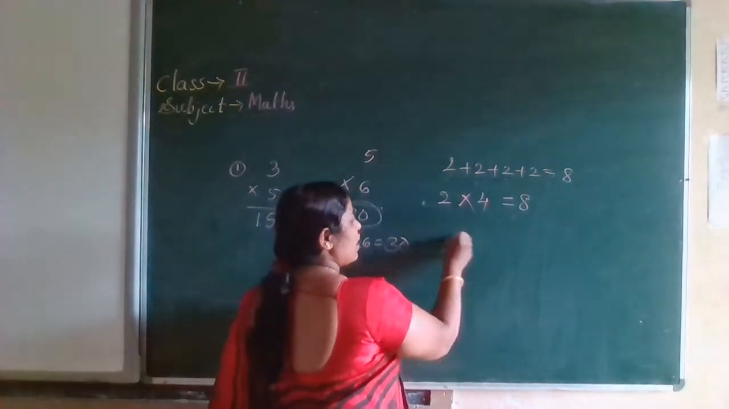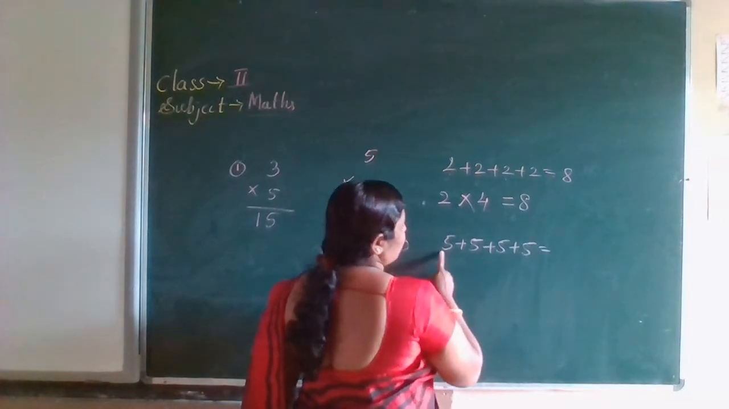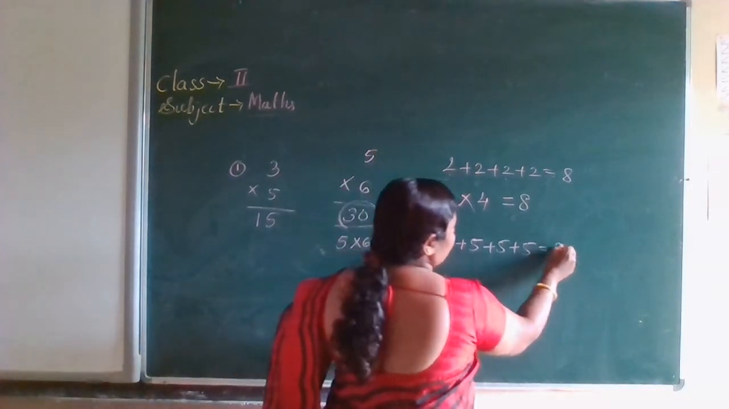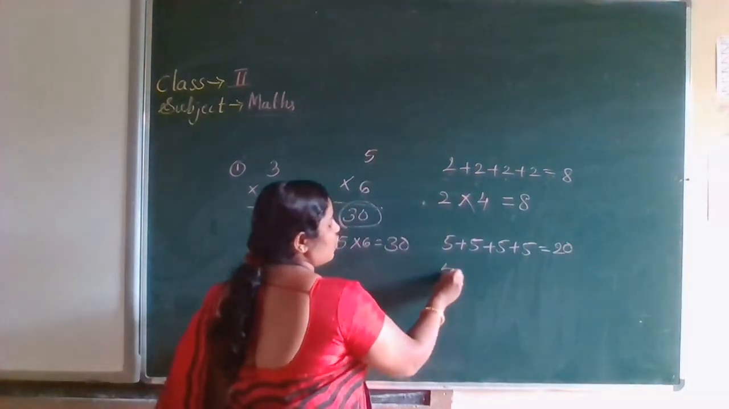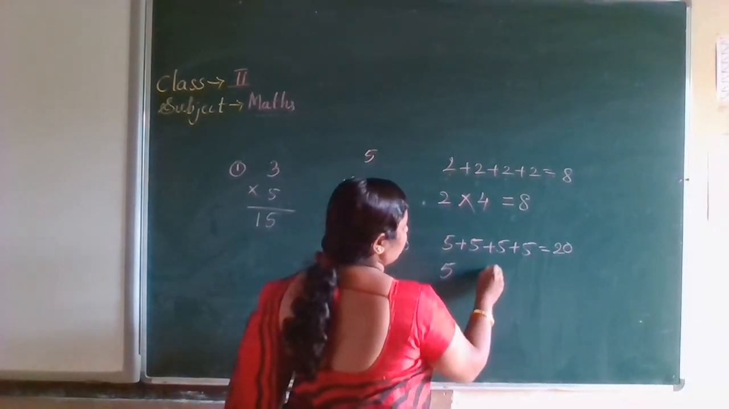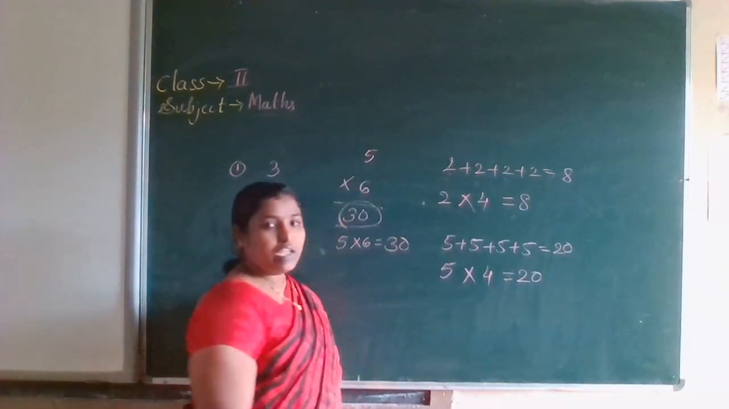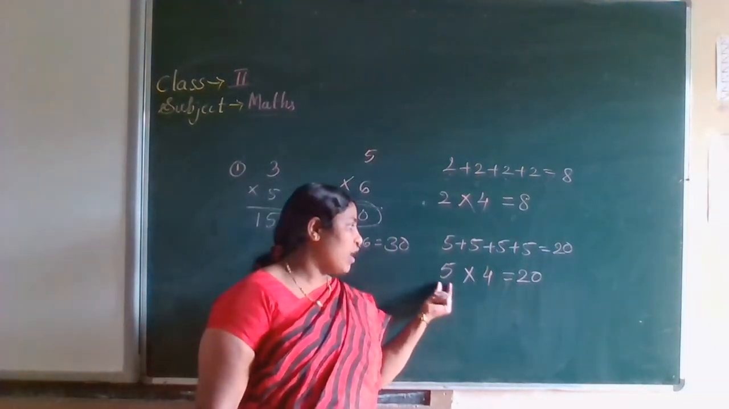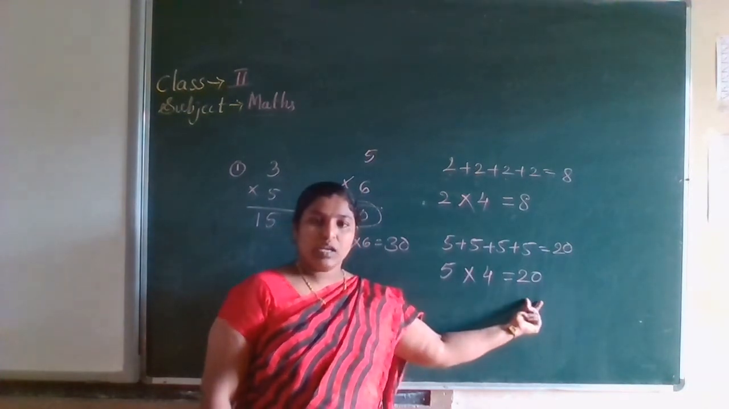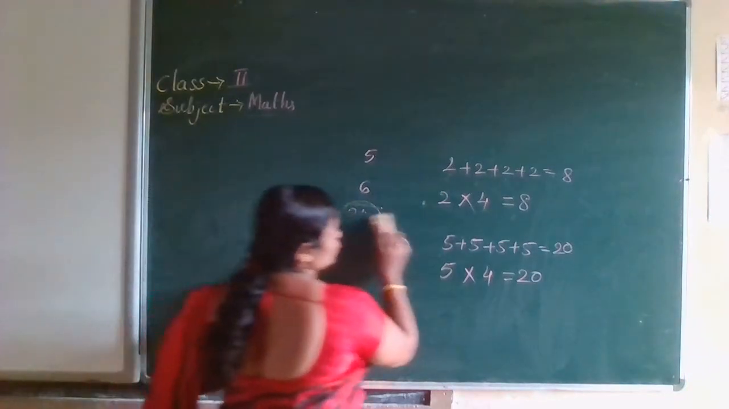Once again, 5 plus 5 plus 5 plus 5. 5, 10, 15, 20. Okay. How many times have we added 5? 1, 2, 3, 4. The answer is 20. That is only the multiplication symbol. 5 4s are 20. Okay, this is nothing but multiplication. Let's go to the textbook.